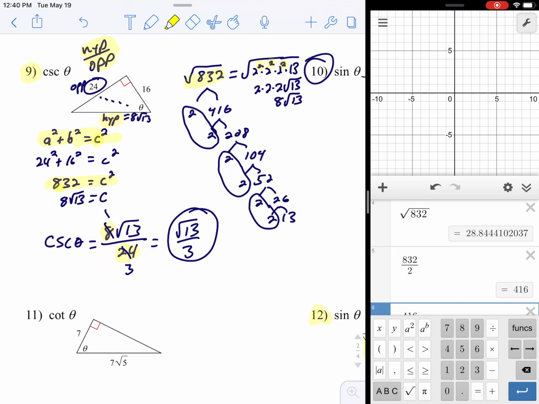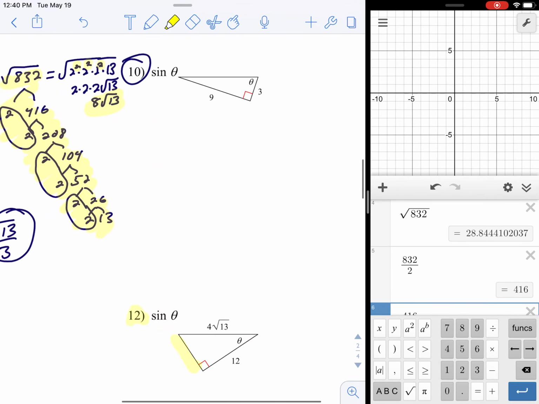We spent a lot of time, obviously, on this whole process, simplifying radicals. So you do that. That gives you the simplified hypotenuse. Plug that into your trig ratio, and then reduce the fraction if you can, and there you go. So number 9 was pretty complicated.